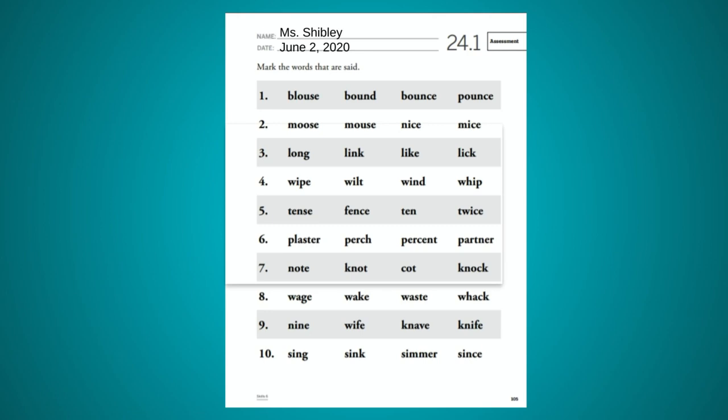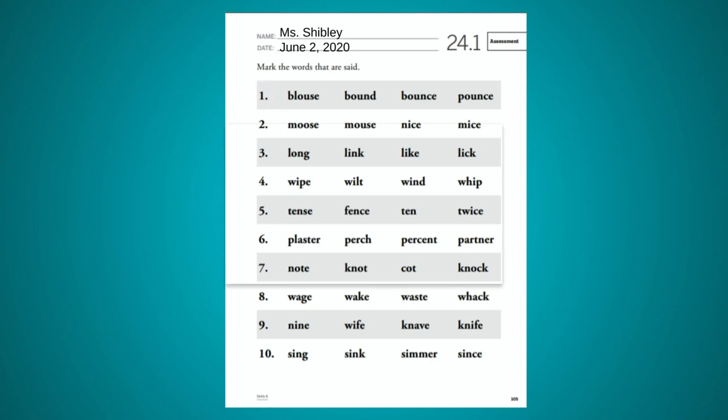For each word that I say, there are 4 word choices in each row. You can see that in number 1, there are 4 different words. There are 4 different words in each one of the rows. Only one of the words in each row is the word I say. Circle the word in each row that I say, and make sure that you're doing this on your own. Are you ready? I will repeat the word twice.